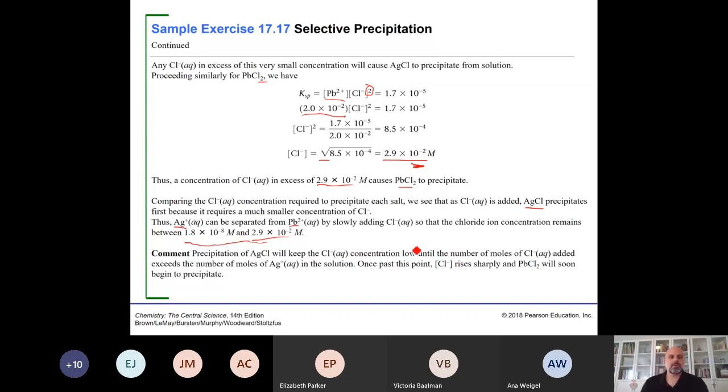There's a quick comment here. It says the precipitation of silver chloride will keep the chloride aqueous concentration low until the number of moles of chloride added exceeds the number of moles of silver ions in solution. Once past this point, chloride rises sharply and the lead chloride will soon begin to precipitate. Which makes sense. In the beginning, all your chloride ions are reacting with your silver, precipitating the silver from solution. Eventually, once all the silver is precipitated, you're going to have a very rapid increase in chloride ions until you start reacting with the lead.